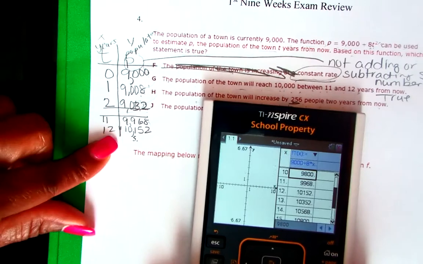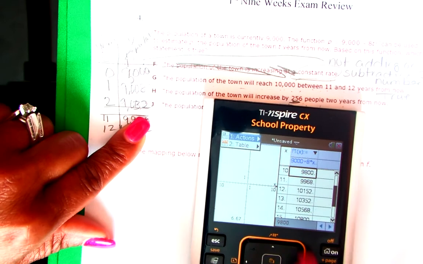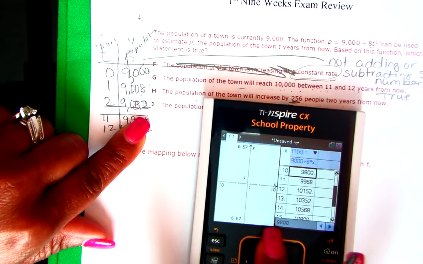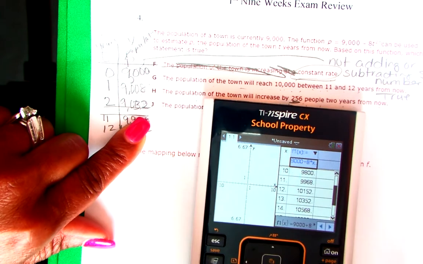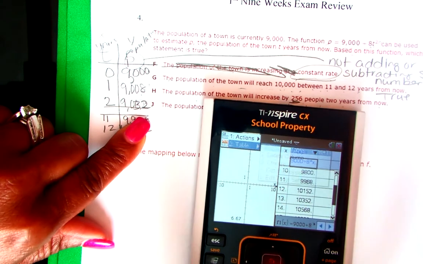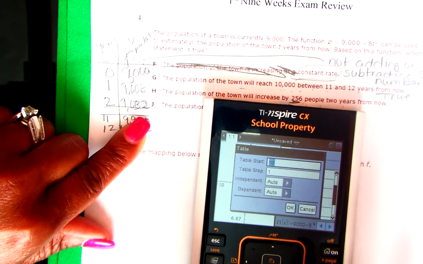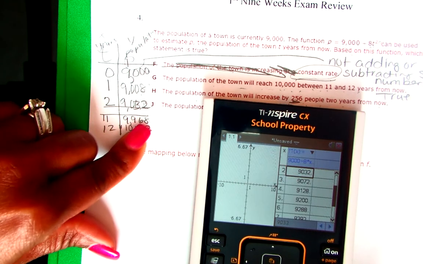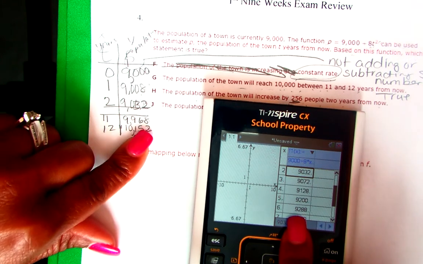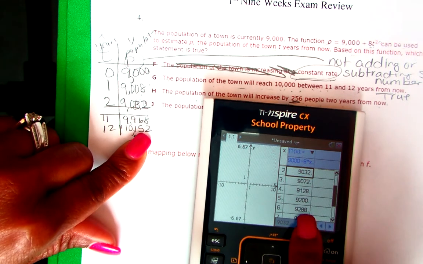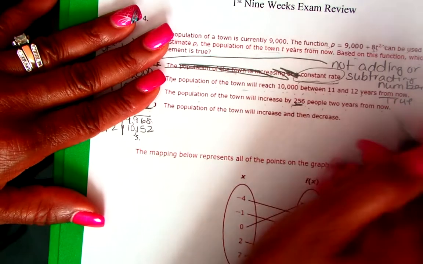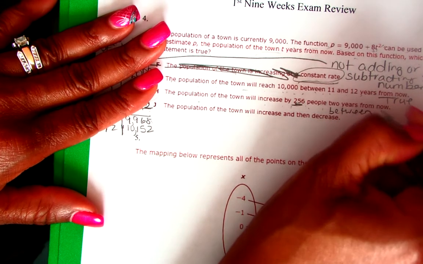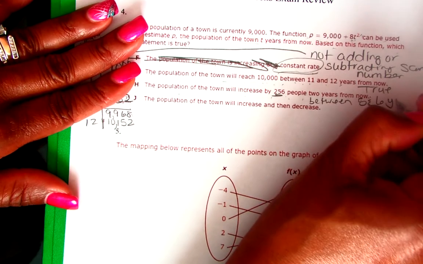Let's go back. I'm going to go back. I'm going to press menu, table, and I'm going to change my setting. No, escape. Okay, let me do it again. Menu, table, edit. And I want to go back to, I'm going to say 2. Enter. So 2,256, that would be between year 5 and 6. Okay? That's between 5 and 6 years.